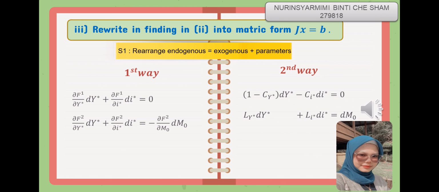So let's move to 3 Roman for step 1, which is rearrange endogenous equal to exogenous. Since Y star and I star are endogenous variables, we keep them at the left hand side and we move the delta F2 over delta M null dM null to the right hand side, and it will be a negative sign. And same with the second way, we will move the negative dM null to the right hand side and it will be positive dM null.